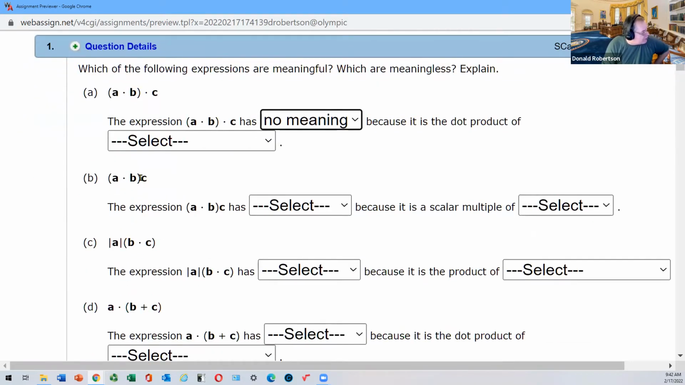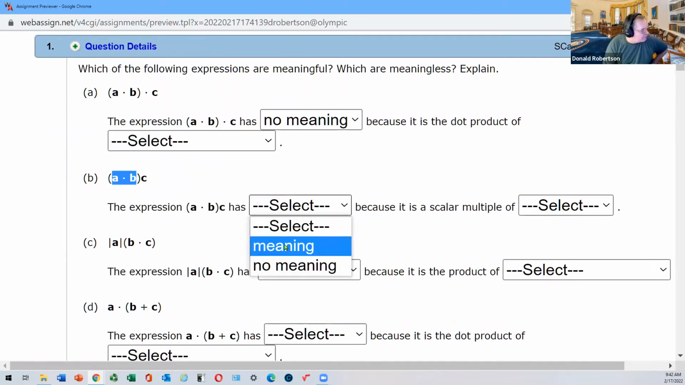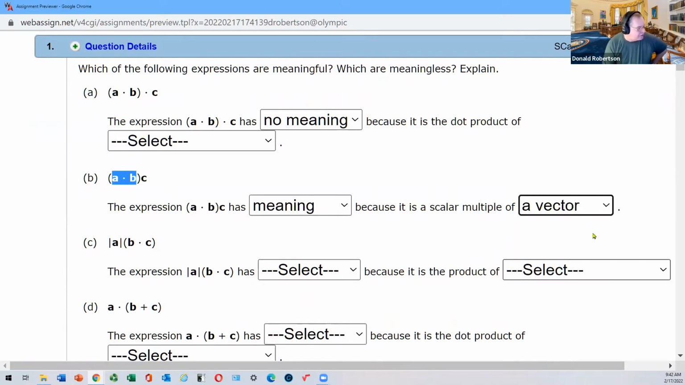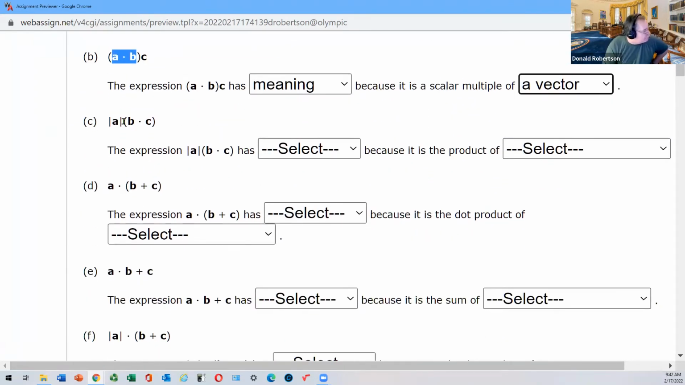Now, how about the way this one's written? Dot product of a vector C. Oh yeah, could you get 5C? Couldn't that have a meaning? So we would say that has a meaning, because the answer is a vector, right? Won't the answer be a vector? Now, could you do this calculation?